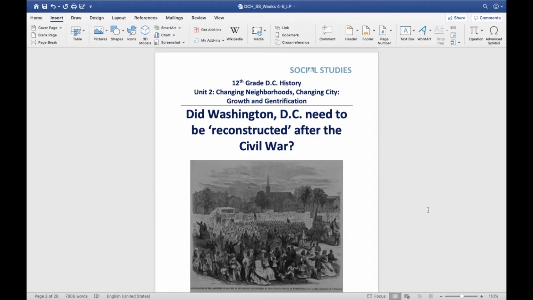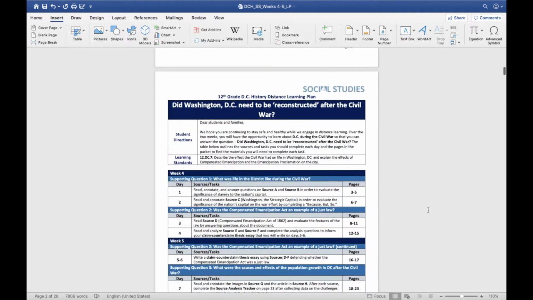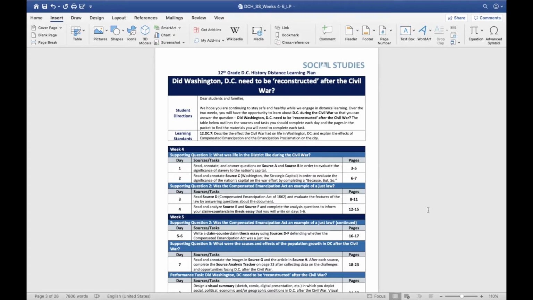Let's go over the supporting questions and the required tasks while looking through the distance learning plan. The beginning of the plan gives you an overview of the daily task along with the compelling questions. So let's take a look at the questions as well as those documents. Supporting question 1, what was life in the district like during the Civil War?